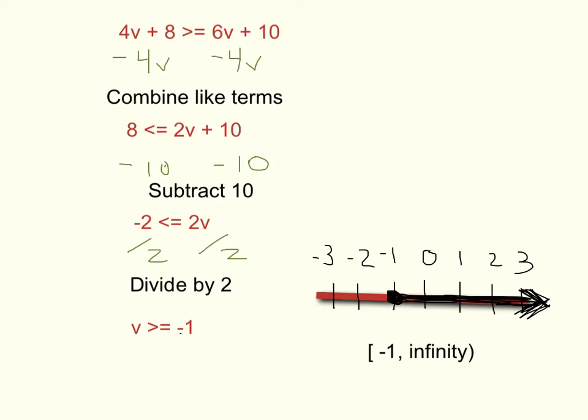To graph the solution, we know v is greater than or equal to means there's going to be a closed circle, and the arrow is going to be pointing to infinity because v is going to be greater than -1. And then to write this, we want a closed bracket because it encompasses -1 and goes all the way to infinity, and infinity is going to be a parenthesis because nothing can equal infinity.